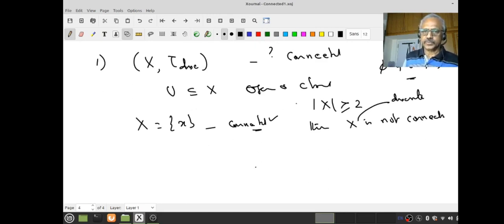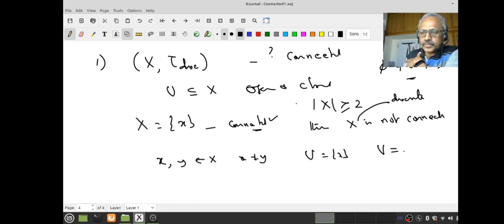X with discrete topology. Why? If X has 2 elements, let us say x and y both are there, and x is not equal to y. Therefore take U to be the singleton {x} and B to be X minus {x}. Then U is both open and closed, and U is not empty, and U is not equal to X.